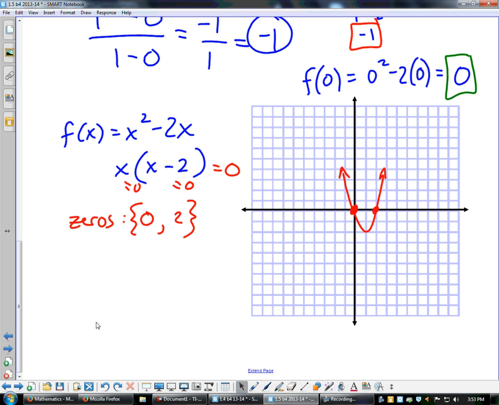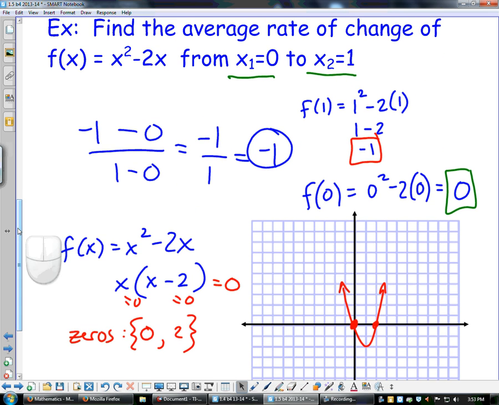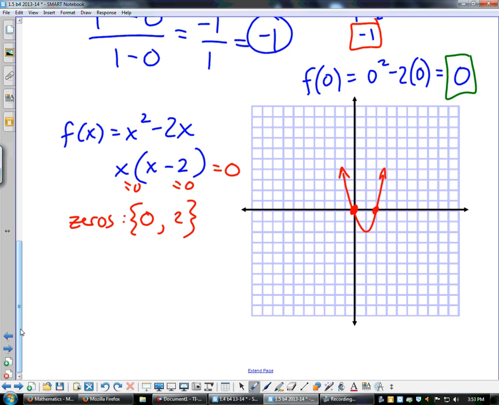It would be going through those two x-intercepts. And if they're asking for the average rate of change on this graph between 0 and 1, that's basically saying take the point where it's 0, which is right here, and the point where it is 1, which we already know f of 1 is equal to negative 1, which means I guess I didn't draw my graph very well. So let me redraw my graph because it is supposed to go through 1, negative 1.